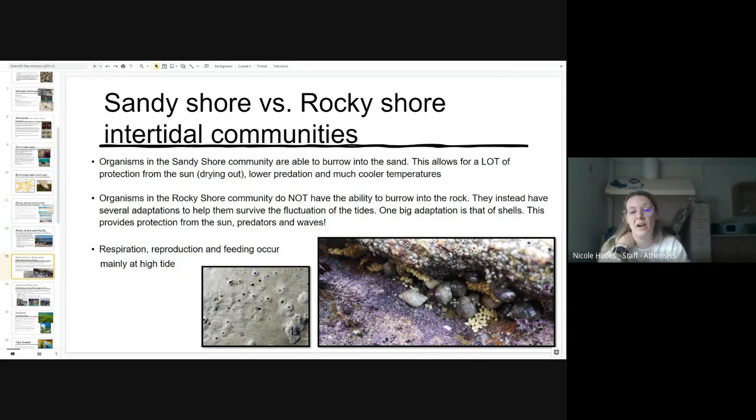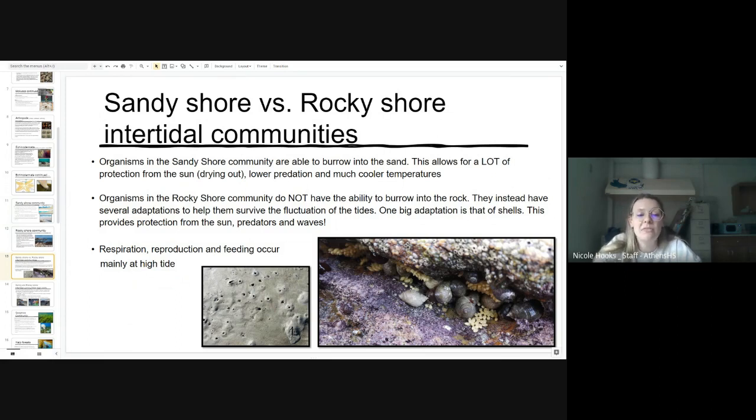If you look on the right here, we've got gastropods and other species, like barnacles, clinging to the side. They have to adapt because they can't burrow, so they have to have shells, sun protection and wave protection. They don't want to be knocked off where they're sitting. And then also protection from predators, like birds, that have access to them at low tide.